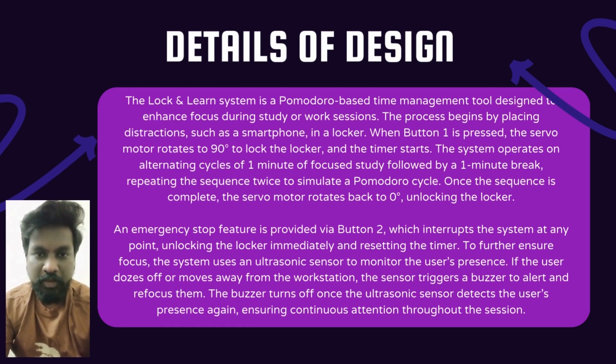Next, we are looking at the details of the design. The Lock and Learn system is a Pomodoro-based time management tool designed to enhance focus during study or work sessions. The process begins with placing distractions such as a smartphone in a locker. When button 1 is pressed, the servo motor rotates 90 degrees to lock the locker and the timer starts. The system operates on alternating cycles of 1 minute of focused study followed by 1 minute of break, repeating the sequence twice to simulate the Pomodoro cycle. Once the sequence is completed, the servo motor rotates back to 0 degrees, unlocking the locker.